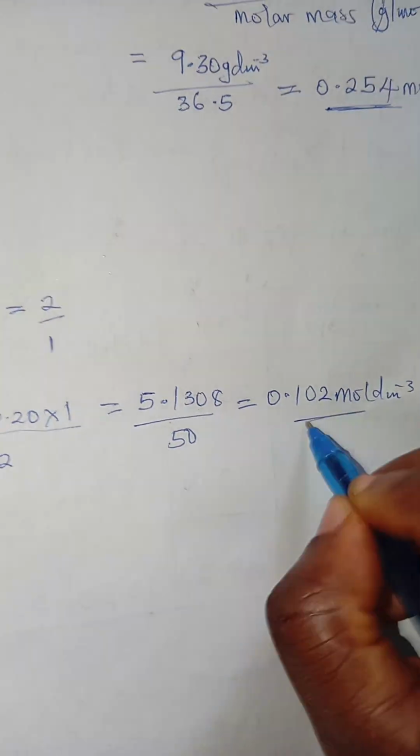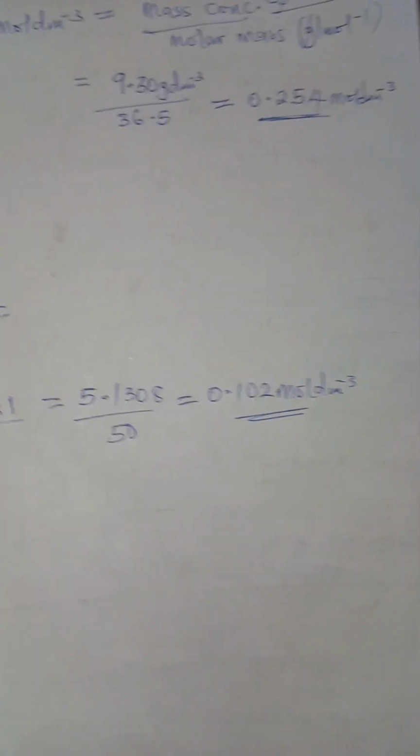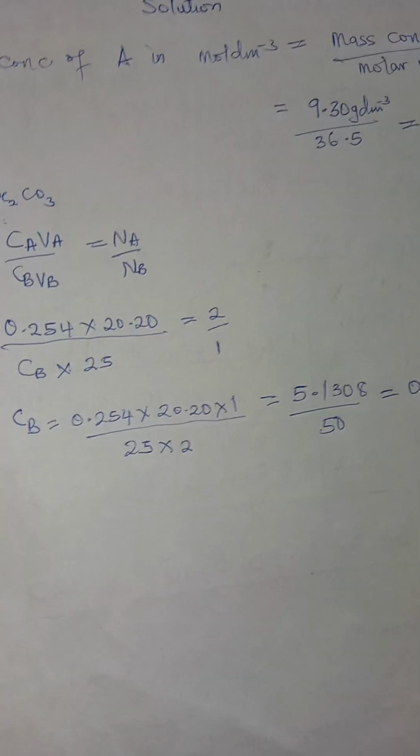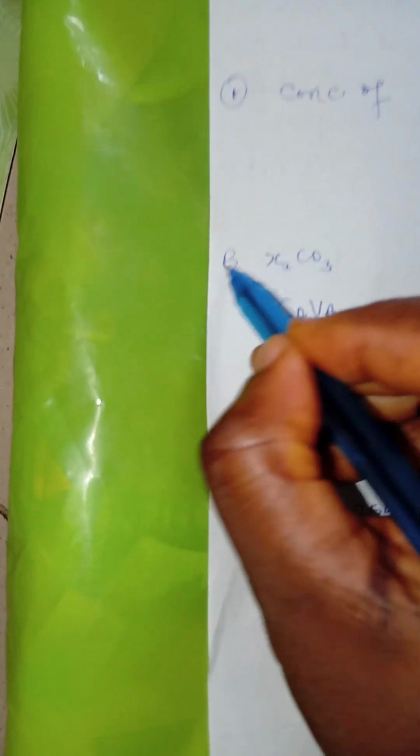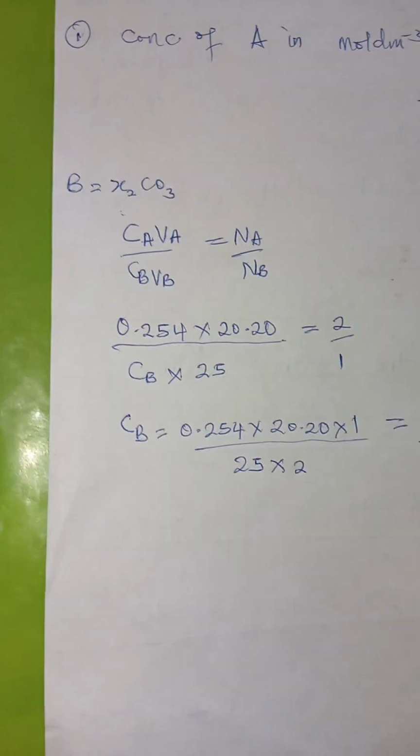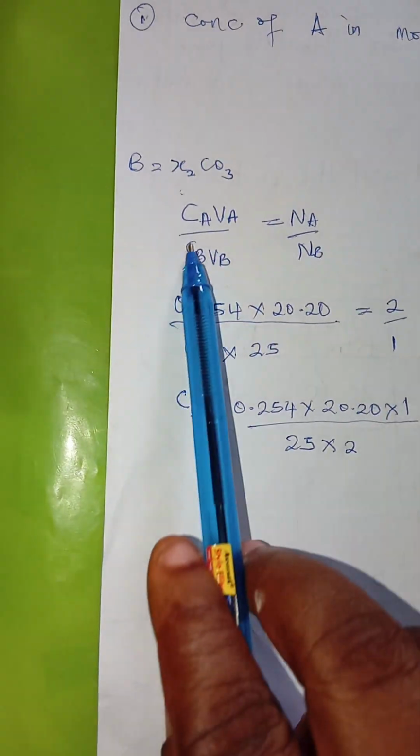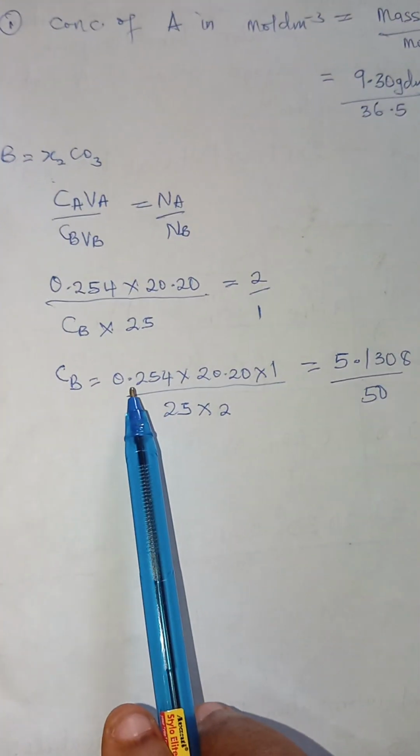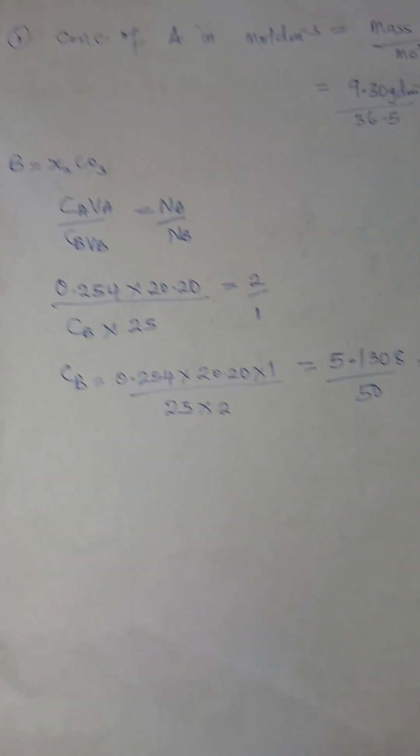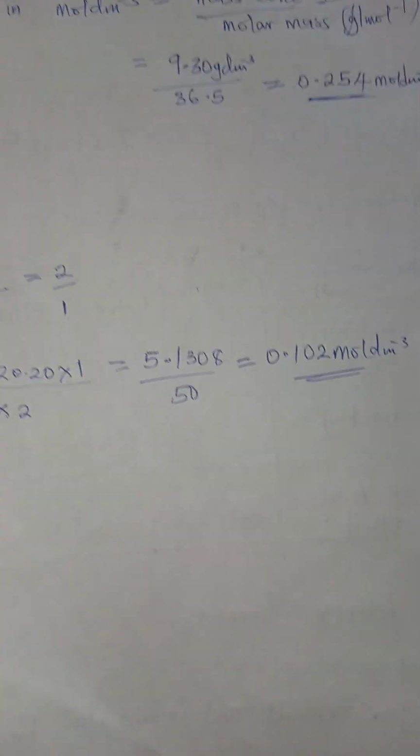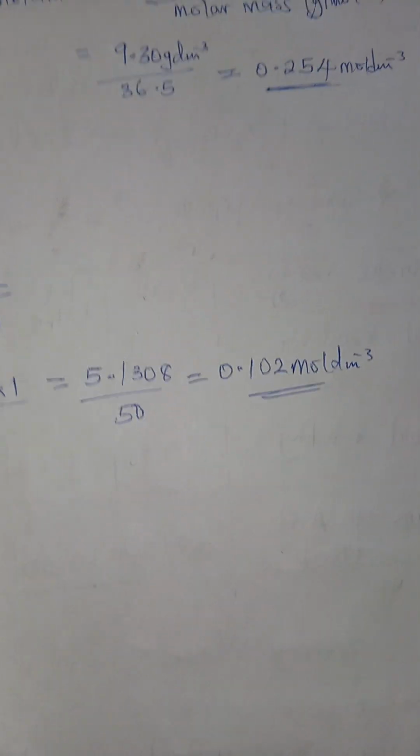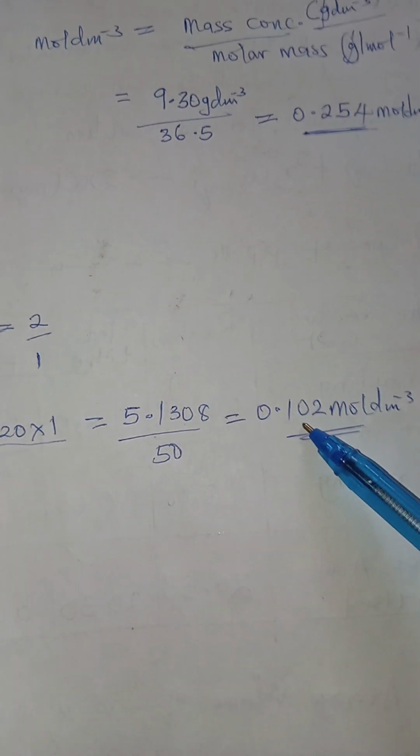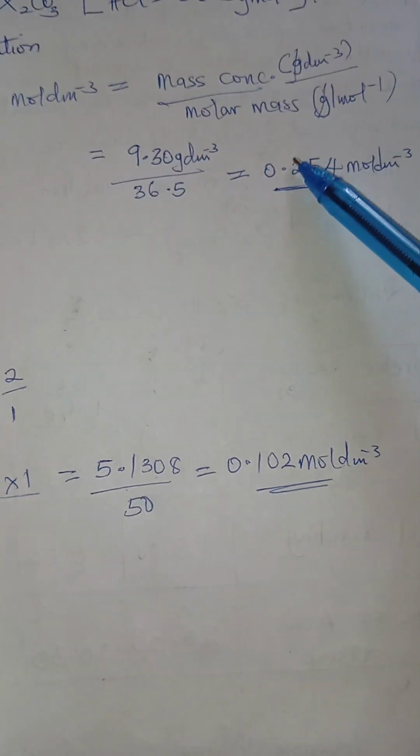Did you see that? 0.102 mole per dm cube. See how we arrived at that. First of all, this is your B. B is X2CO3. Now, using your titration formula, do your normal substitution. We arrived at this. Okay, this is your final answer. You can see that it is also to 3 decimal places, just like we have for A.